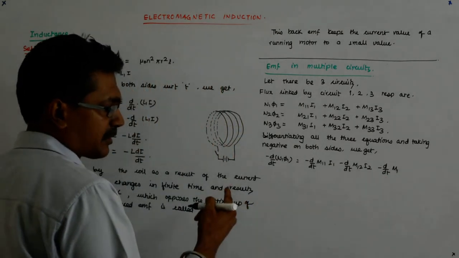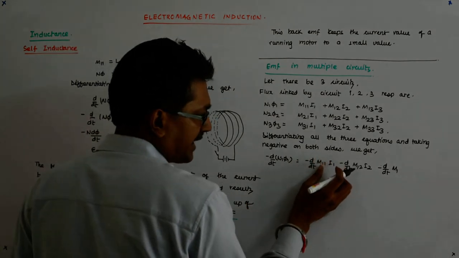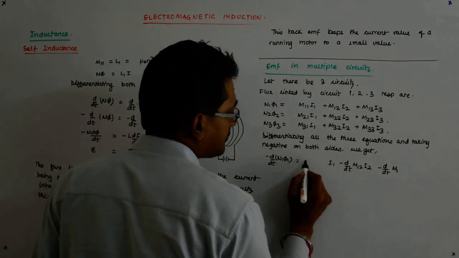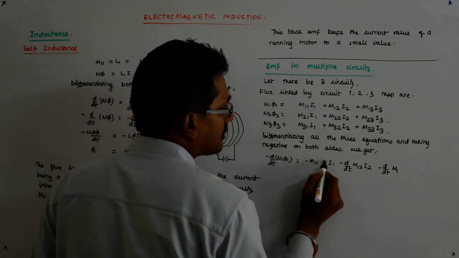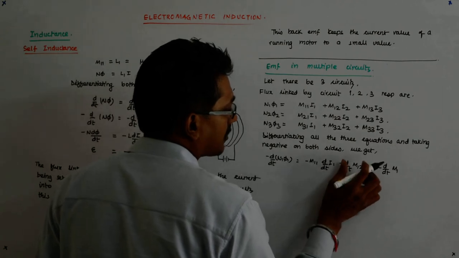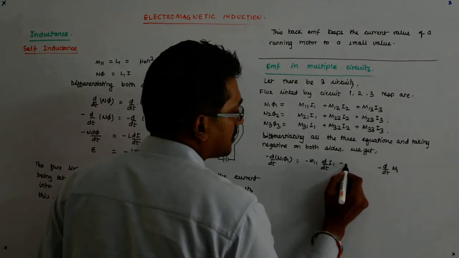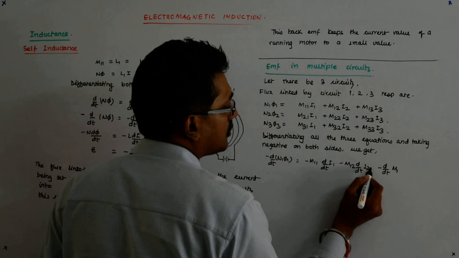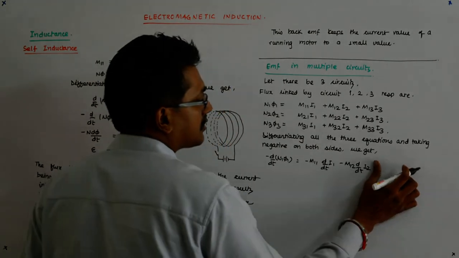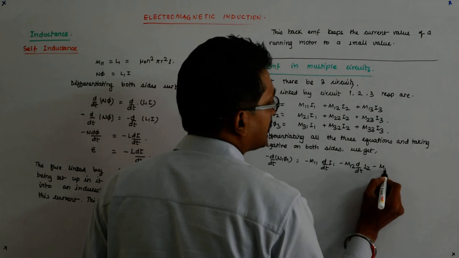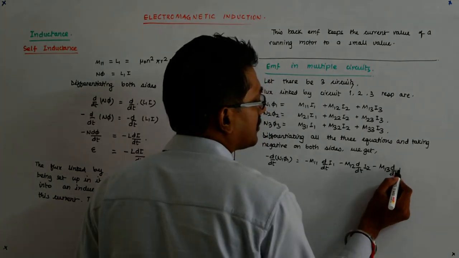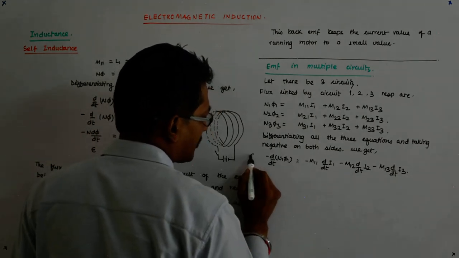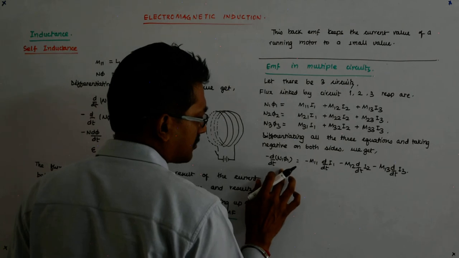and I'm doing two things simultaneously to save time. This is a constant, so I'm taking it out as well. So I'll write minus M11 d/dt of I1. Why don't we write L instead of M11? There's a reason. Minus M12 d/dt I2, minus M13 d/dt of I3. It will soon become clear why we are not doing that. And this is my E1, this thing.